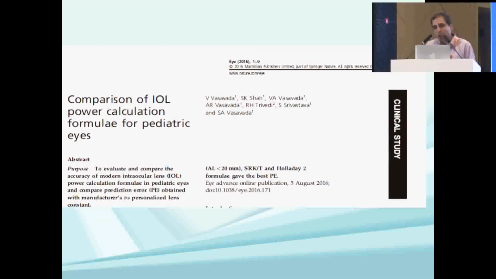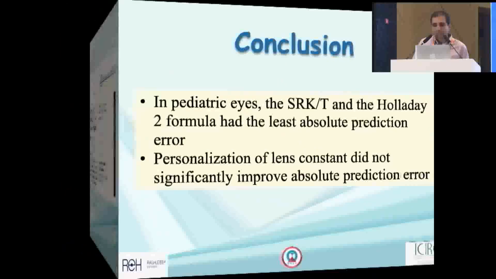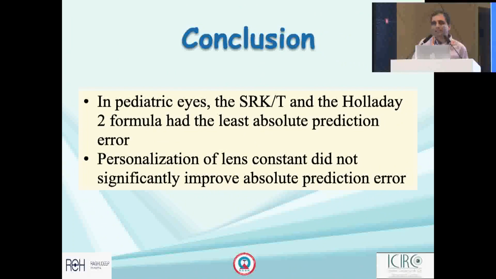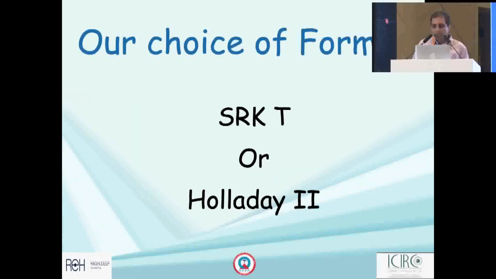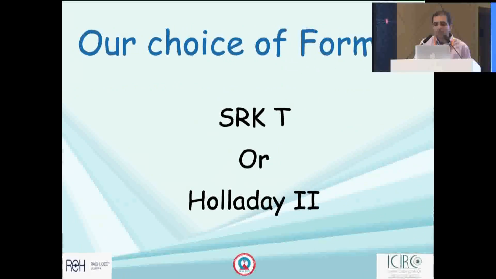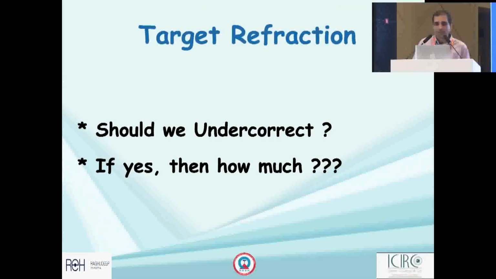We did our own studies, our own data analysis of our own pediatric cohort, and in our case we found the SRK/T and the Holladay 2 to be the most accurate, and personalizing a constant like in adults didn't seem to help very much in children. We are still struggling. We are trying to get our data sorted out with the Barrett's formula as well, but there are several challenges that we are still facing. So maybe in the coming times this may change. But as of now, these are our 2 formulas of choice as far as pediatric eyes go.